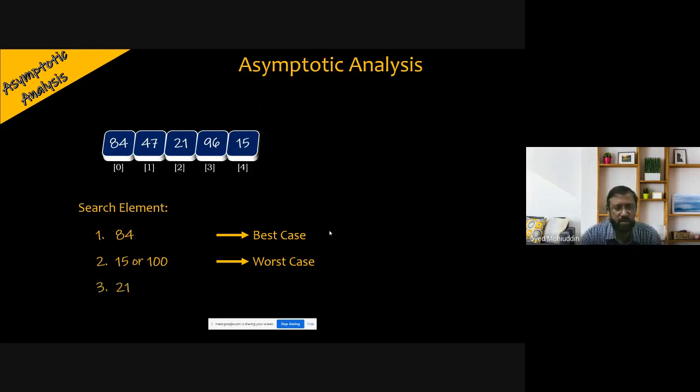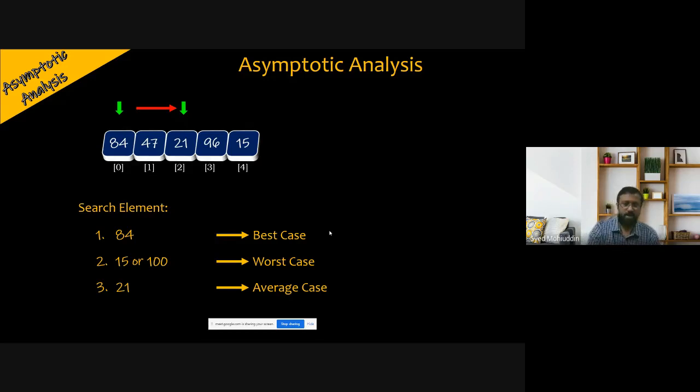Let us say 21. I'm just taking 21 as an example. Even 47 can be an average case, or 96 can also be an average case. Average case is actually very difficult to predict. So let us say the middle element 21 itself. I have to start from the first element, go till the middle element, and then I found it. I don't have to search the rest of the elements. So I say that this is an average case. And remember, average case is very difficult to predict. Anyway, for every algorithm, we have best case, worst case, and average case. So we have seen this taking an example.